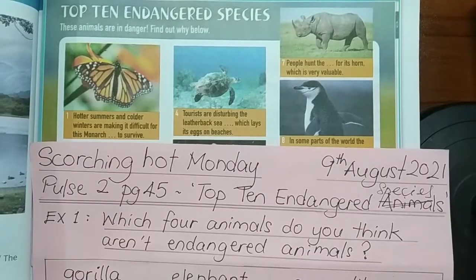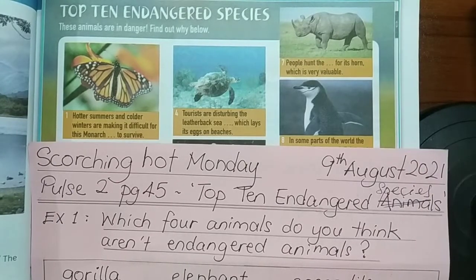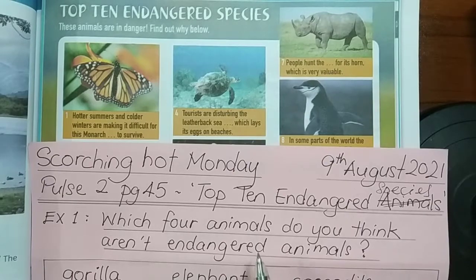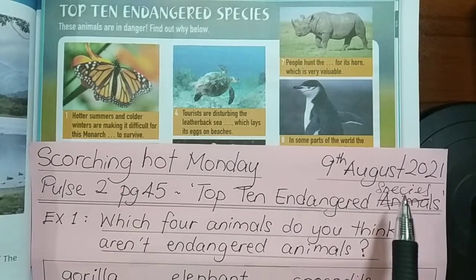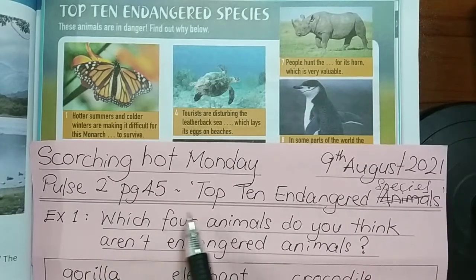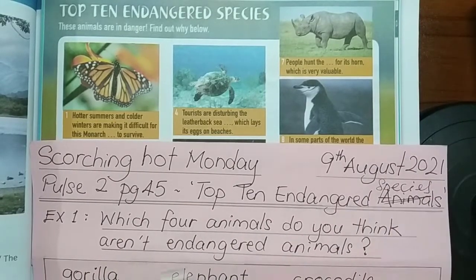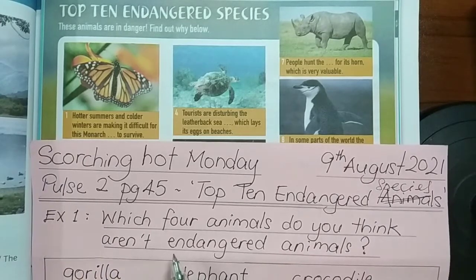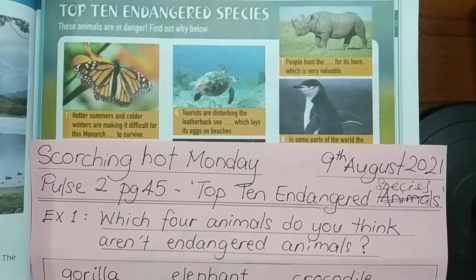On page 45, there are a few exercises which you are required to complete. Now in your reading book, which is E2, write down the day and the date. Write down Pals 2, page 45, and this top 10 endangered species. And exercise 1 here requires you to find out which 4 animals you think aren't endangered animals.